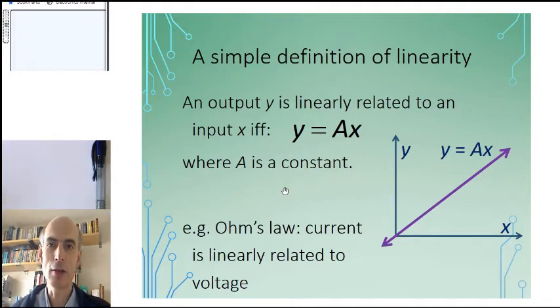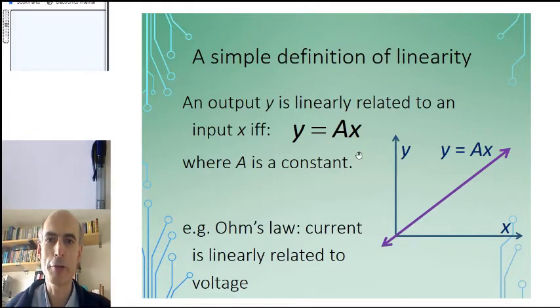We've already seen one such linear relationship, and that is Ohm's law. The current through a resistor is proportional to the potential difference across the resistor. So if y was the current through the resistor and x was the potential difference across the resistor, we would have a linear relationship between these two. The current would be 1 over the resistance, a constant, times the potential difference across the resistor, our other variable x.